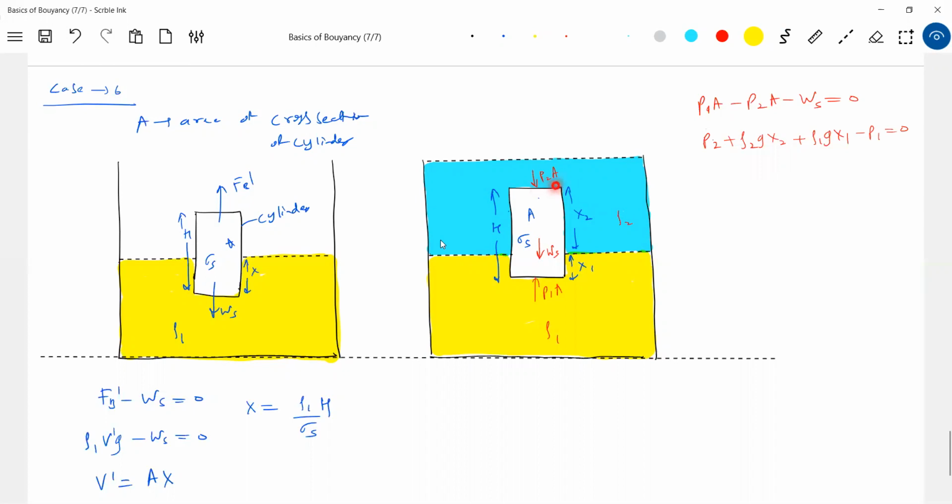The pressure at this point is how much? P2. So I'll move down: rho 2 G x2, rho 1 G x1, minus P1 equals 0. So in place of P1, what can we write? P2 plus this equation. Substituting this: P2 plus rho 2 G x2 plus rho 1 G x1, into A, minus P2A. So P2A and minus P2A will get cancelled out. So rho 2 G x2.